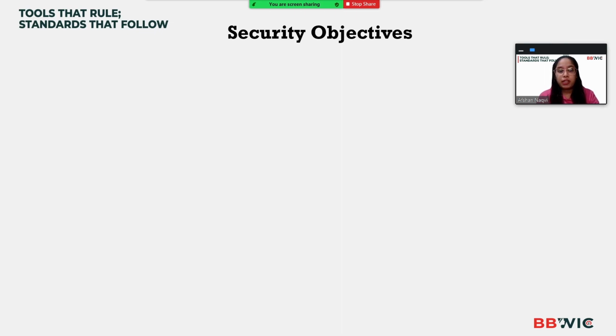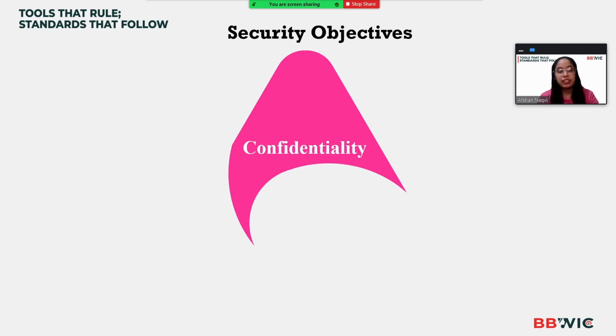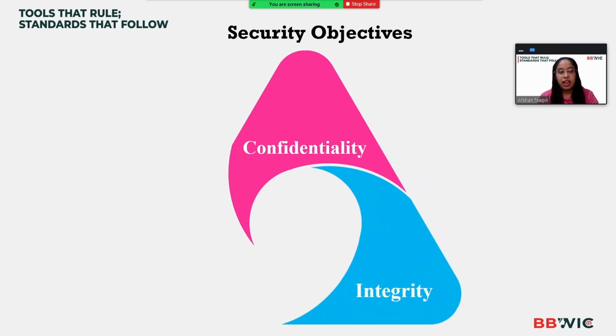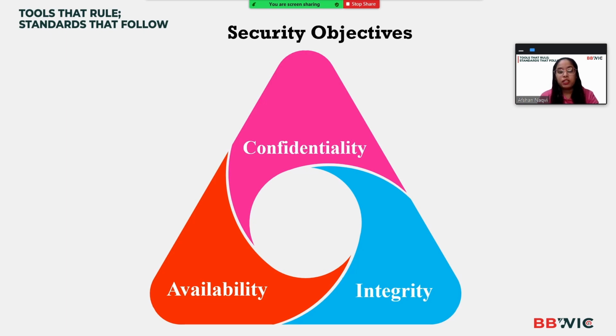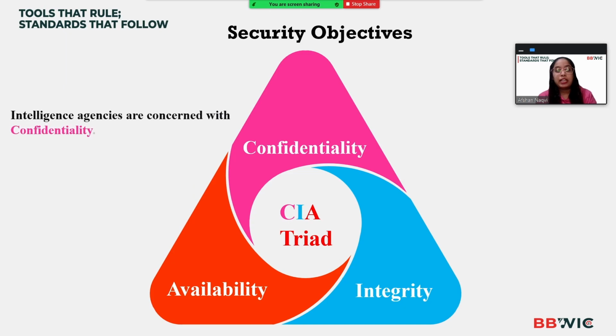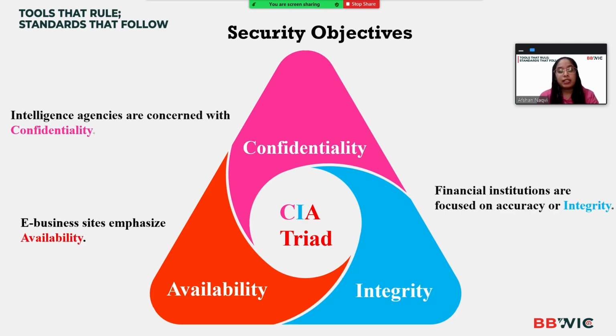The three main objectives of security are confidentiality, integrity, and availability, which form the CIA triad. Many organizations focus on one area more than the other. For example, the intelligence agencies are concerned with the confidentiality of the data or the information, whereas the financial institutions are focused on accuracy or integrity, and the e-business sites emphasize availability. So as a security professional, we need to integrate all three elements of the CIA triad together to achieve defense in depth.